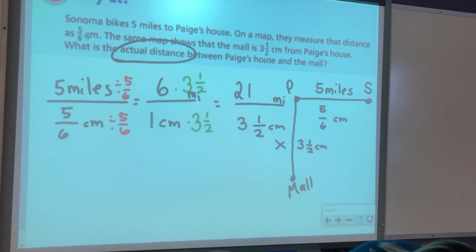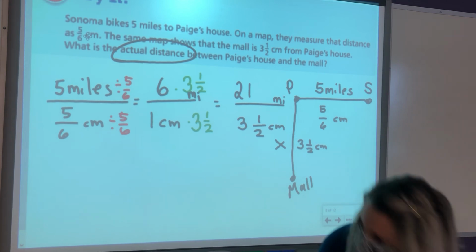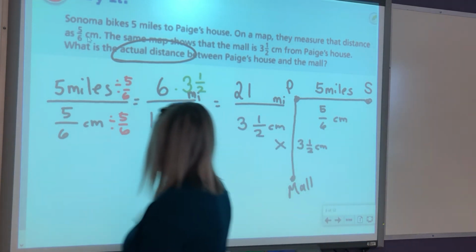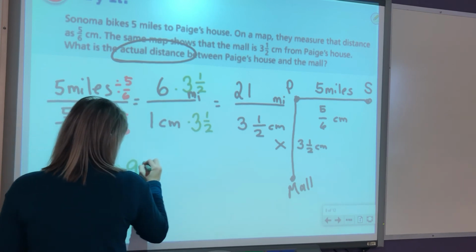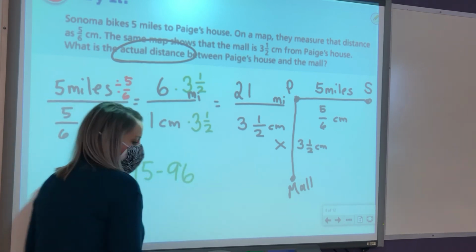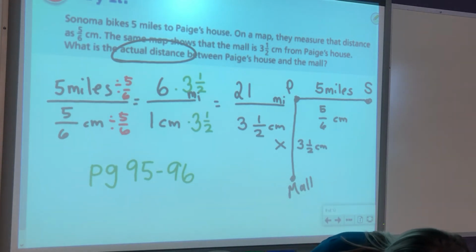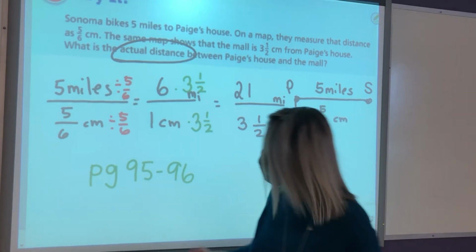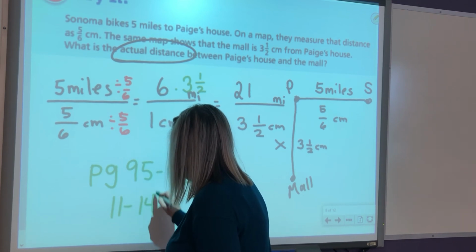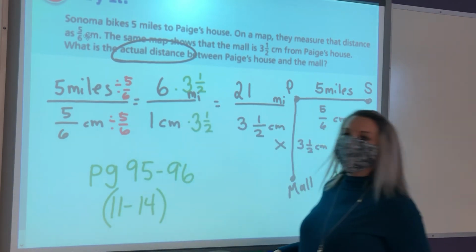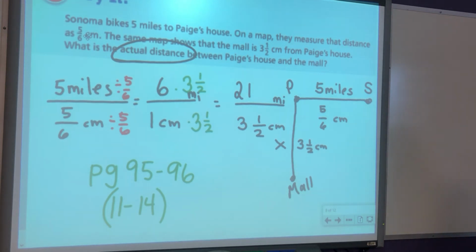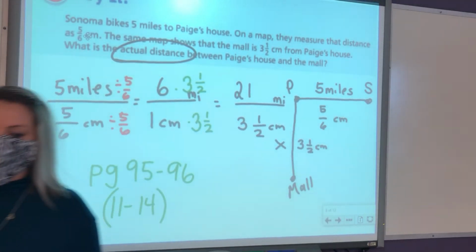Okay, so for your homework, I want you to do 95 and 96. Okay, and then I want you to do 11 through 14. So 95 and 96, 11 through 14. I used to think when they put those dashes, they just do 11 and 14. Oh. Those only.